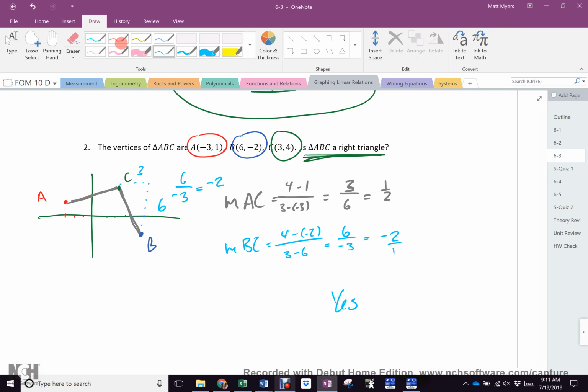This side. Up 1, 2, over 1, 2, 3, 4. So it's 2 over 4, 1/2. Negative reciprocals. Okay?